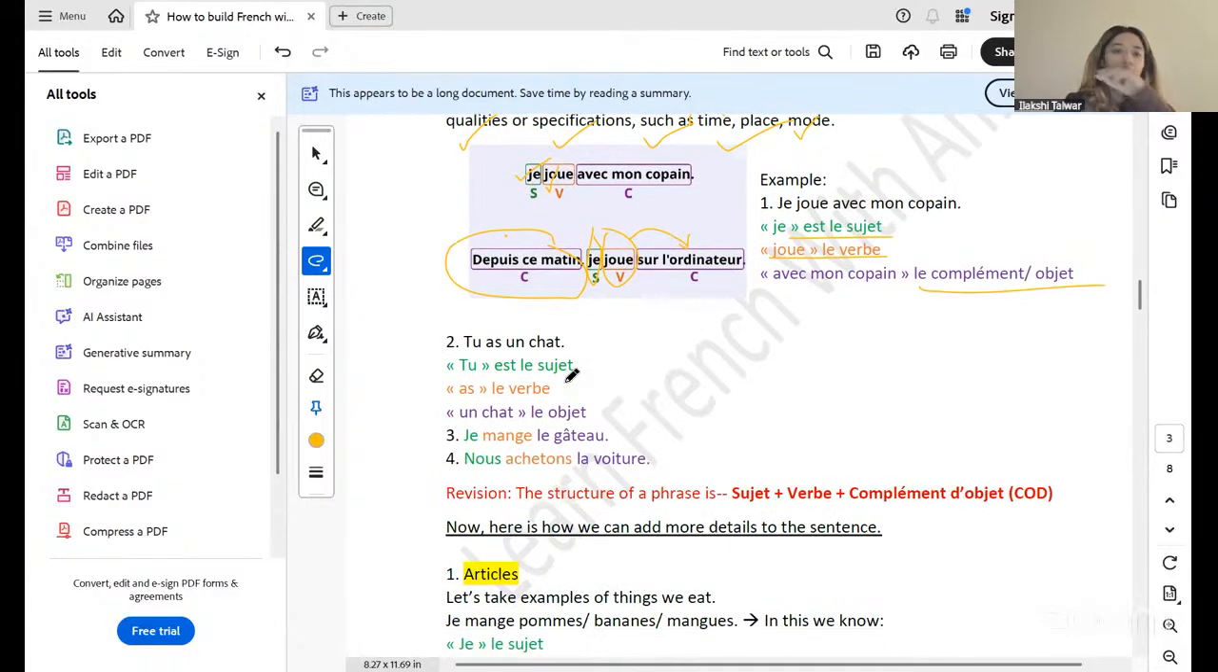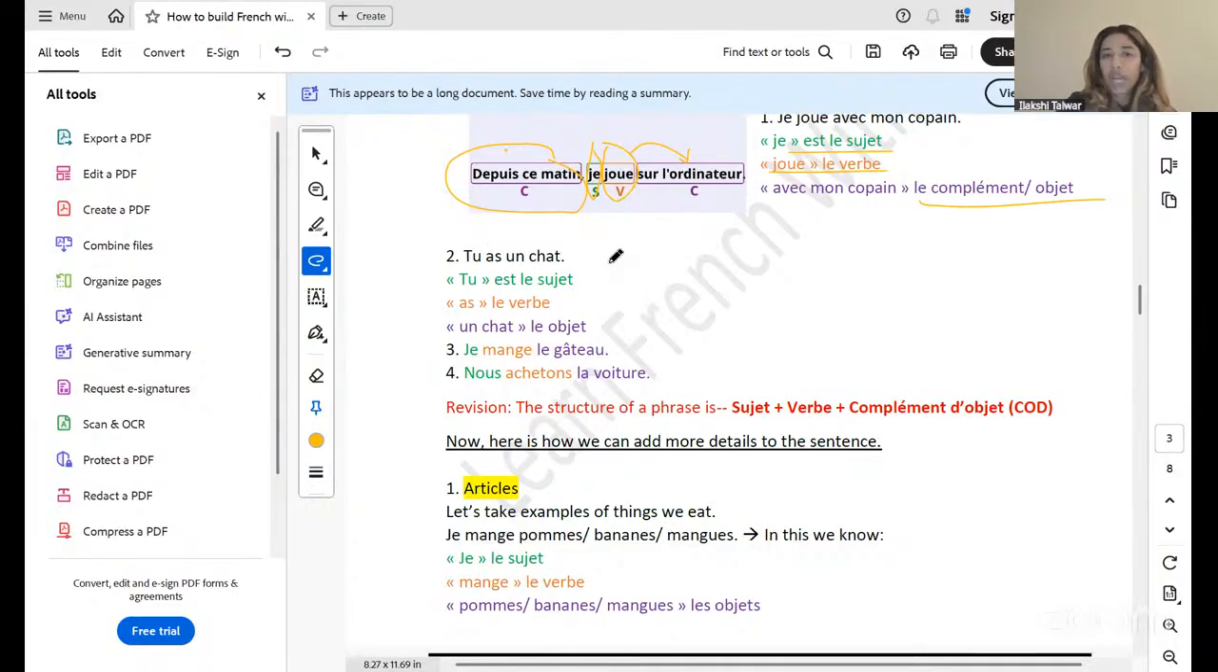Okay, let's look at it a little bit more in detail. If I say tu as un chat, tu is my subject followed by my verb a. Un chat, the entire thing is my objet. Je mange le gâteau, again, je is my subject, mange is my verb, le gâteau entirely is my object. Nous achetons, we buy la voiture, nous is my subject, achetons being my verb, and la voiture is my object. So my sentence structure will always remain this. It will always have the subject followed by the verb, followed by my object.